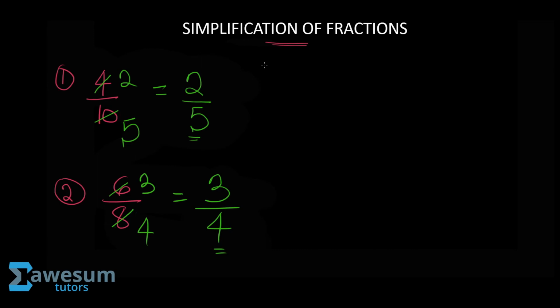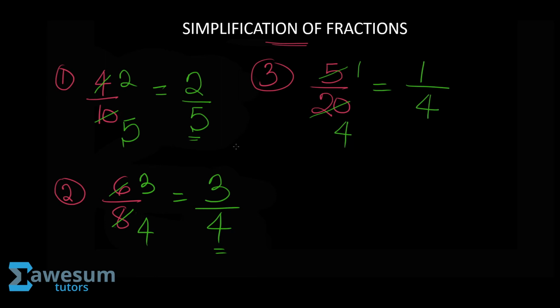Let us look at another example. 5/20. In this case, you realize that 5 can go in 5 and can also go in 20. So I would say 5 in 5 is 1 time. 5 in 20 is 4 times. So this is easy. This is 1/4.